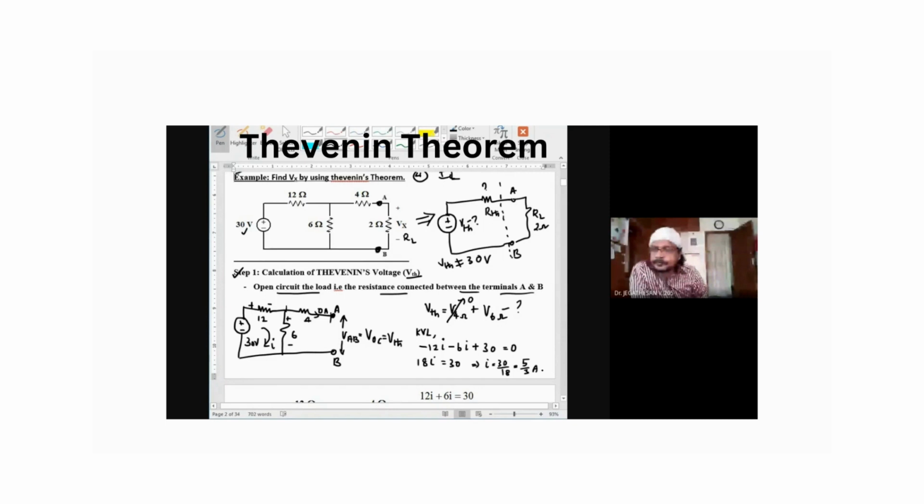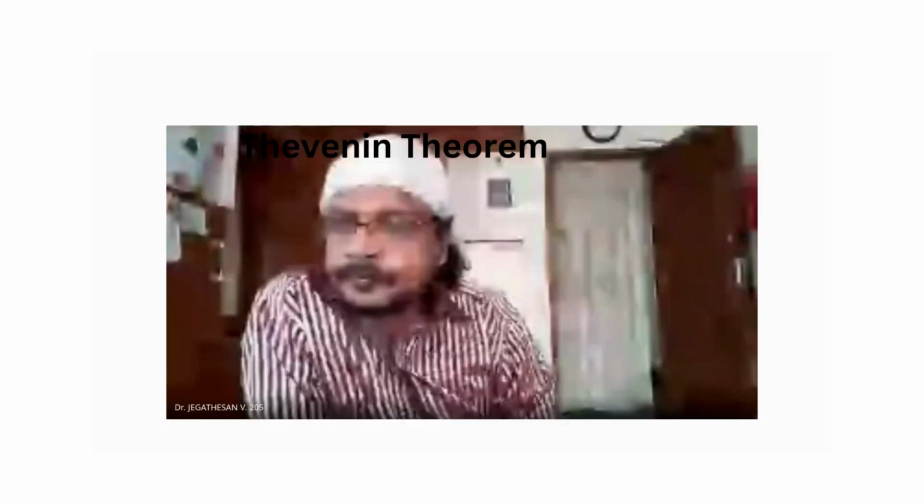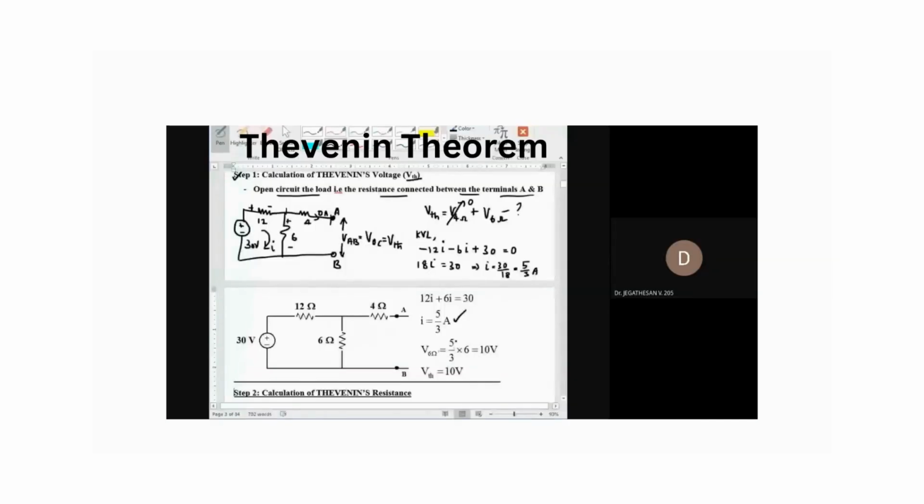How to find out voltage across 6 ohm? We have calculated the current using the formula. Voltage across 6 ohm, by Ohm's law, is I into R. 5 by 3 into 6, that is 10 volt. So VTH is equal to 10 volt. You understood, students? Being the first problem, try to understand the concept very clearly. If you have any doubts on this concept, please ask.